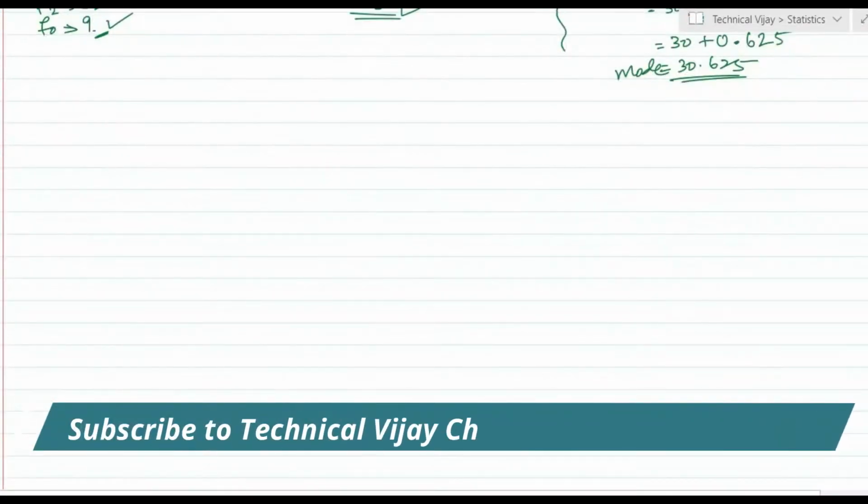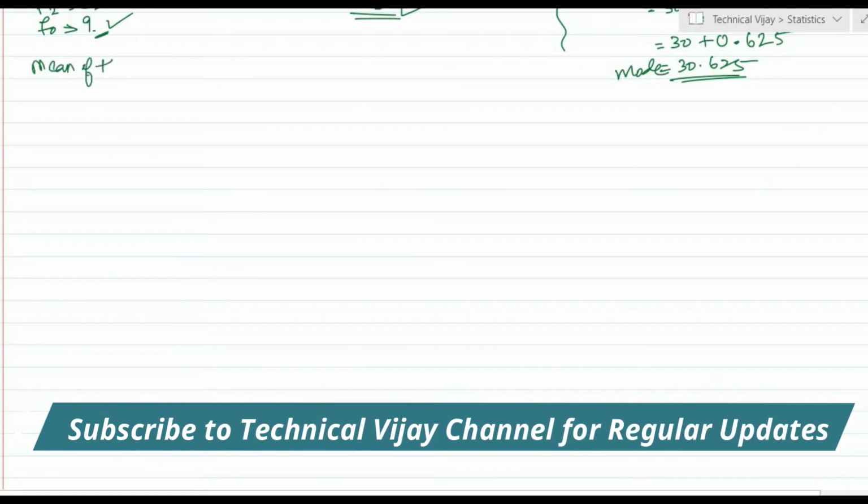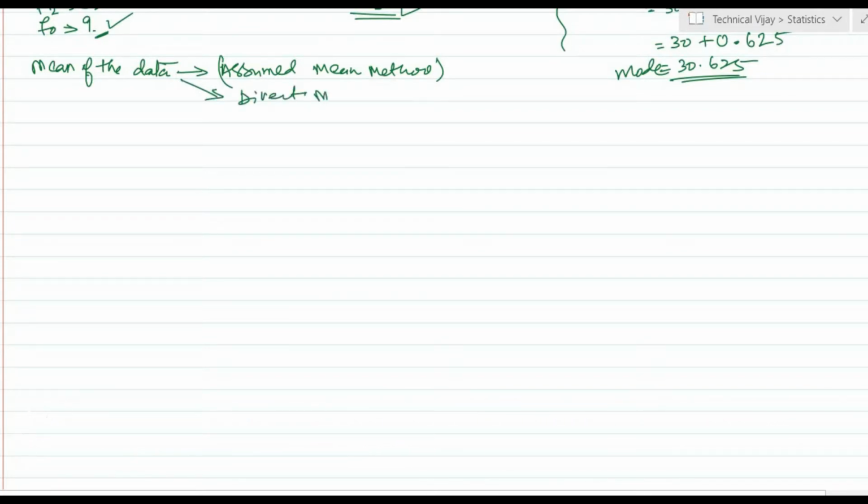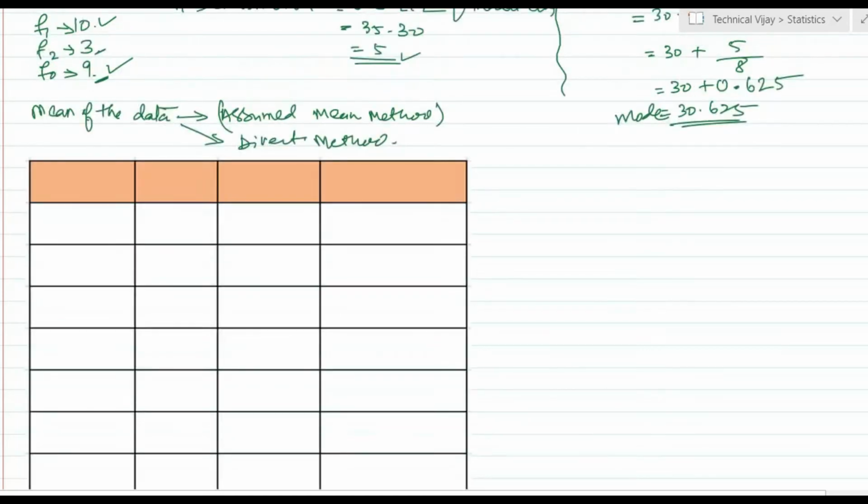So now we will calculate the mean of this data. The mean can be calculated using the assumed mean method, because the values of the numbers are large here, or we can calculate it by the direct method also. Now we will calculate it by the direct method. I will put the table here. Here I will write the number of students per teacher, and here the number of states, that is Fi, the frequency.